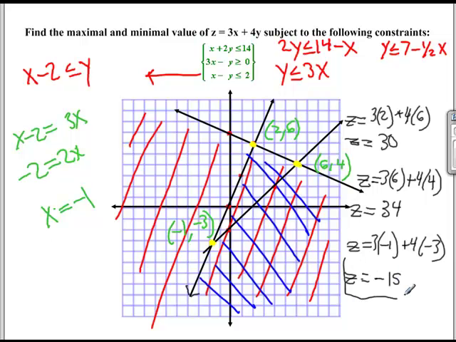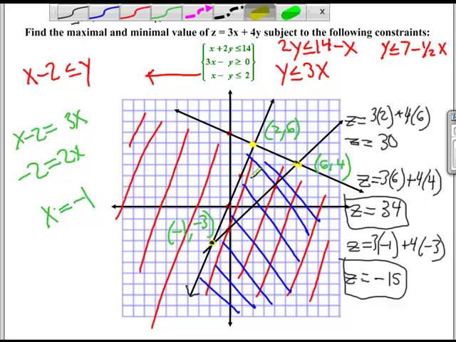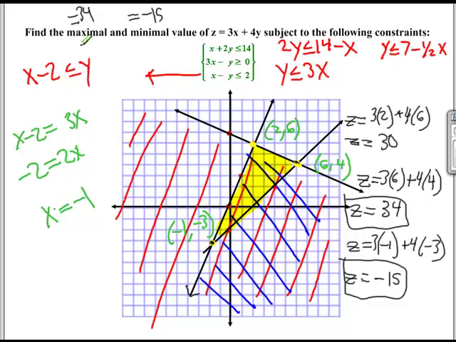So this is our minimum value, this is our maximum value. Our minimum falls right here, and our maximum falls right here. Okay? So the maximum is equal to 34. The minimum is negative 15. That's the process. It's pretty straightforward. You're just finding the region. So we found that the region had to be in here. And then you find the vertices, and you test out the points.